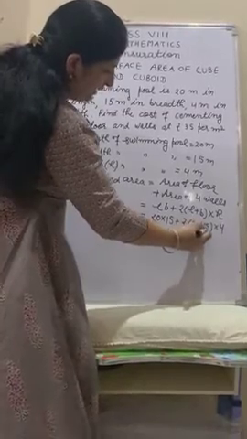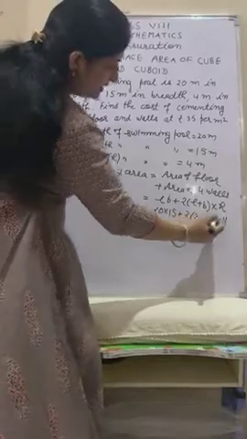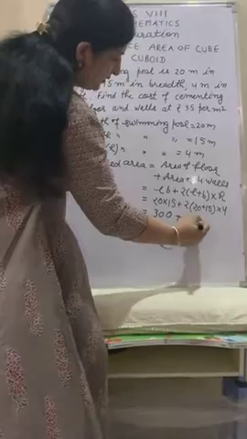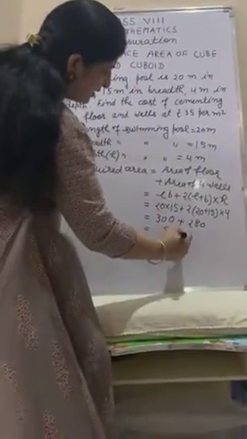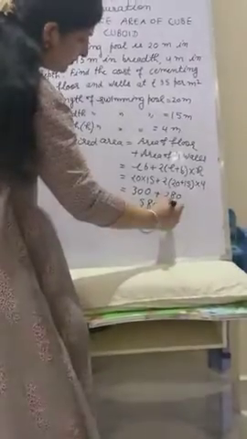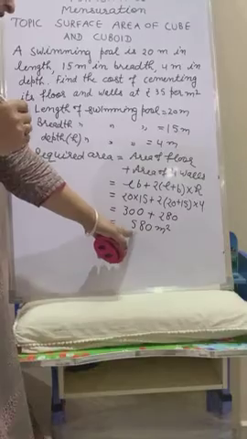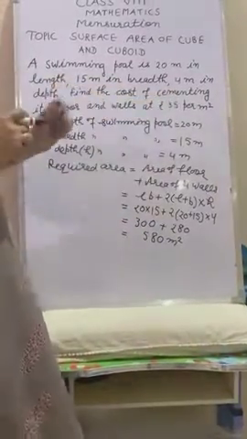20 plus 15 is 35. 35 multiplied by 2 is 70. 70 multiplied by 4: 7 4s are 28 and 0. It means 580 meters square. Here, at 580 meters square, we have to do cementing.